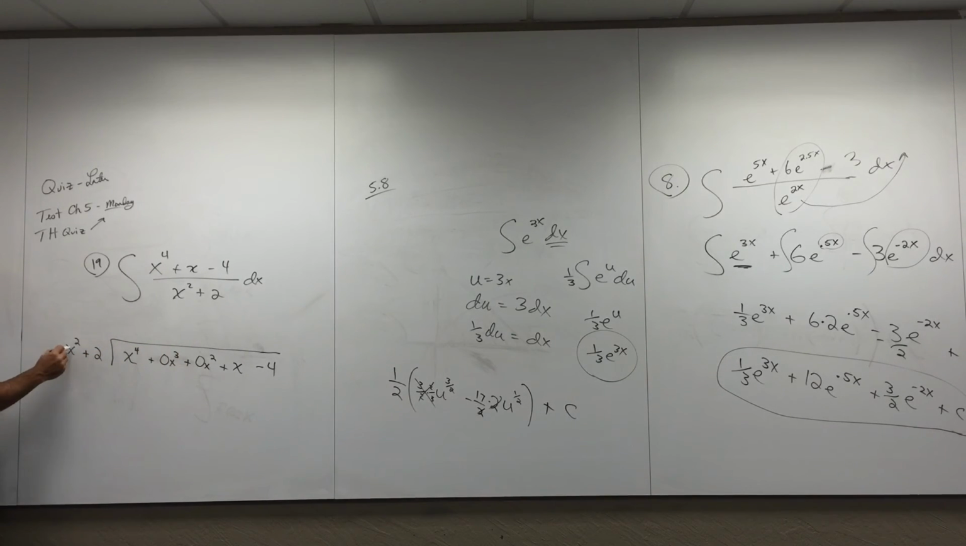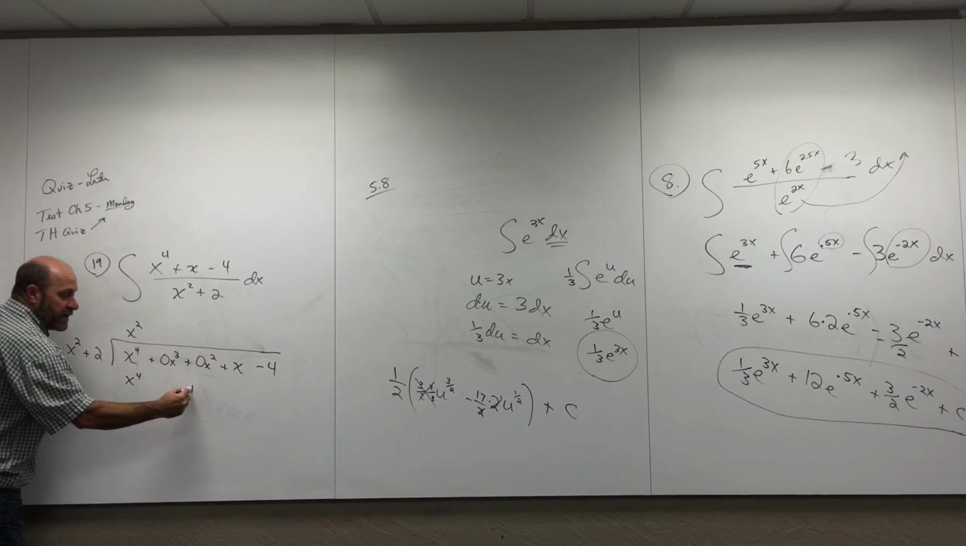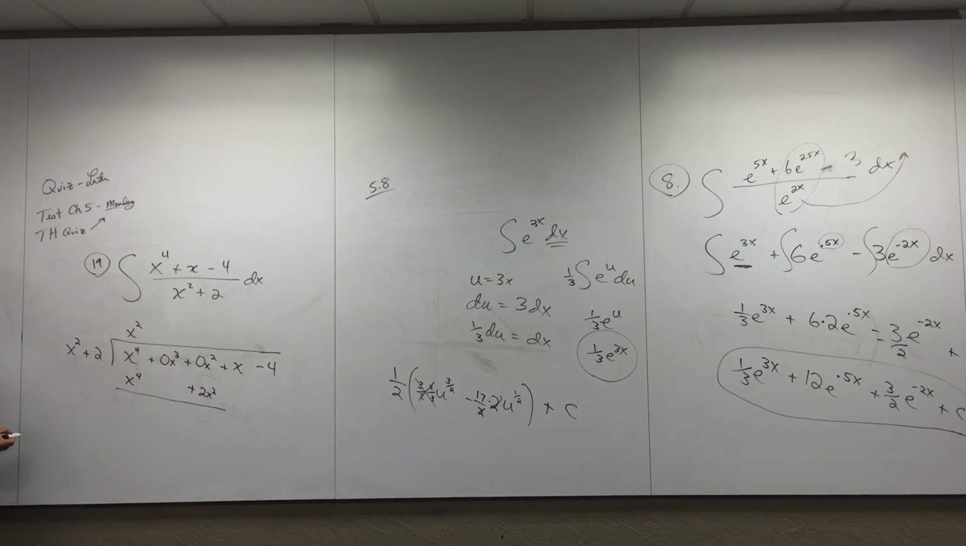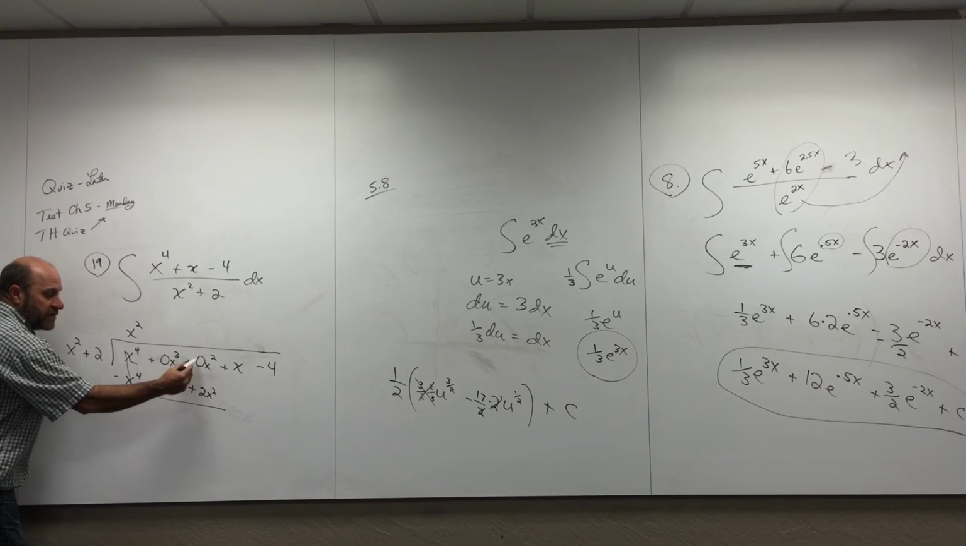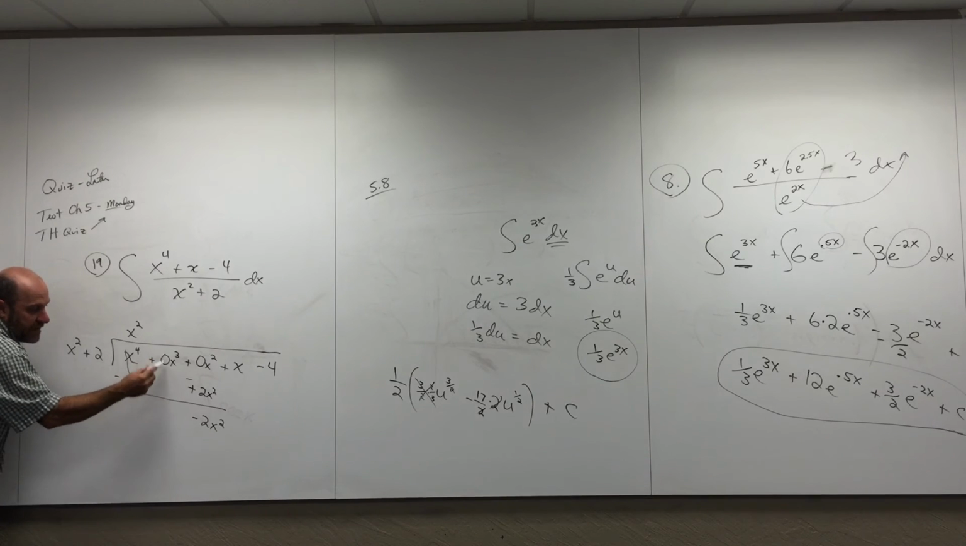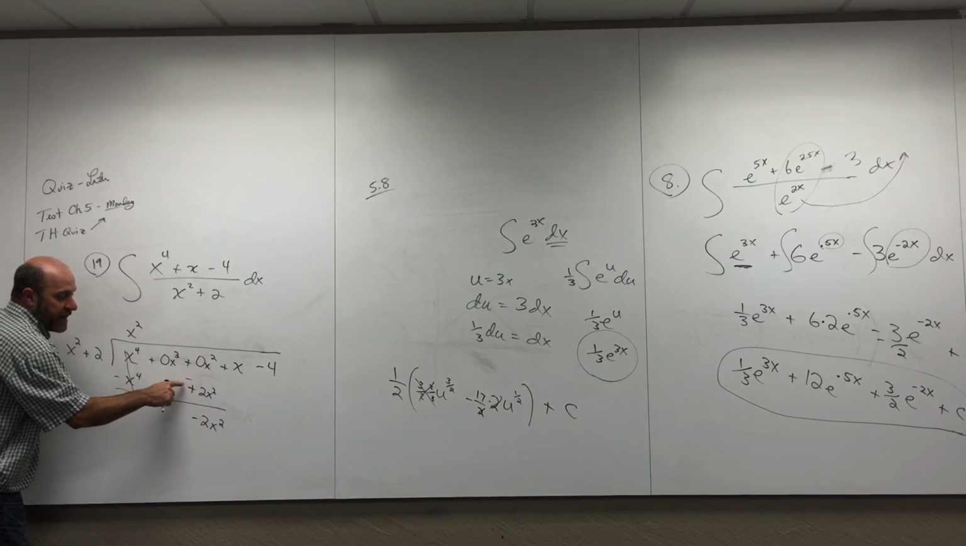Here we go. Does x squared go into x to the 4th? How many times? X squared times, because x squared times x squared is x to the 4th. Now, x squared times the 2 is a 2x squared, which would line up here. And then you subtract. Because you subtract, this is gone. And now this comes down as a negative 2x squared because I subtracted.